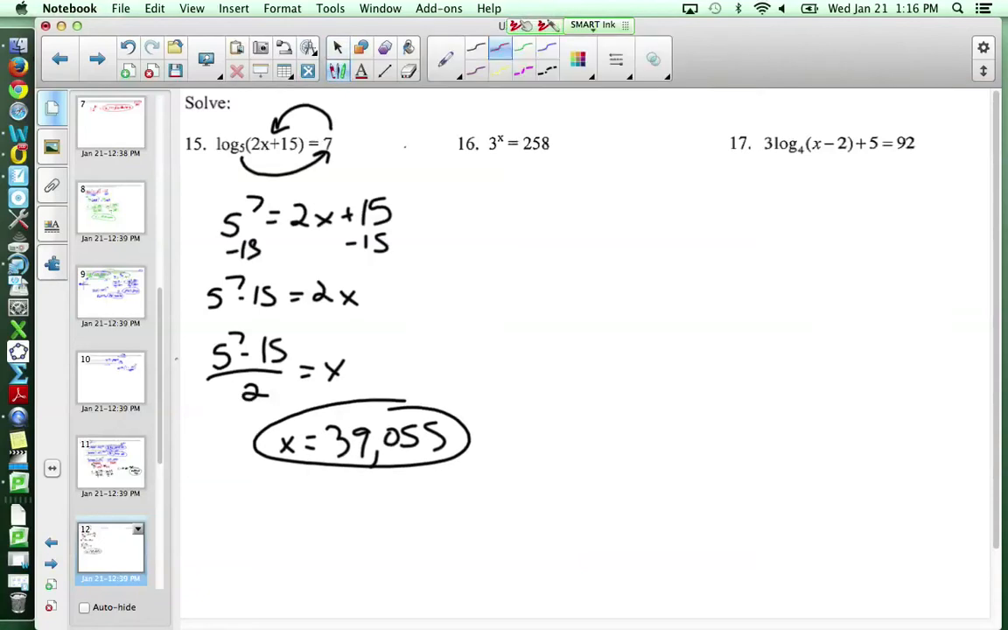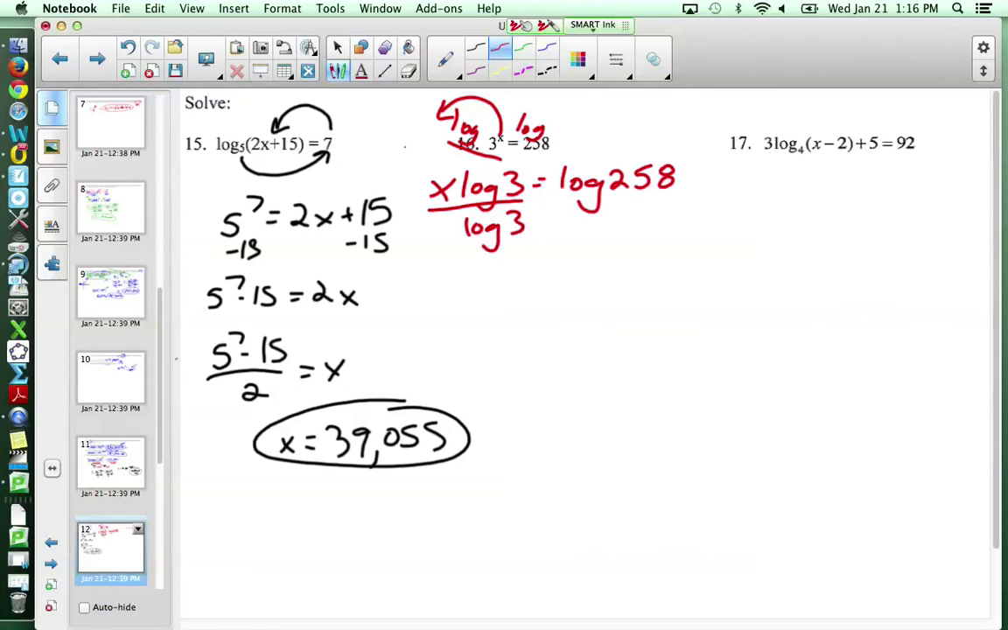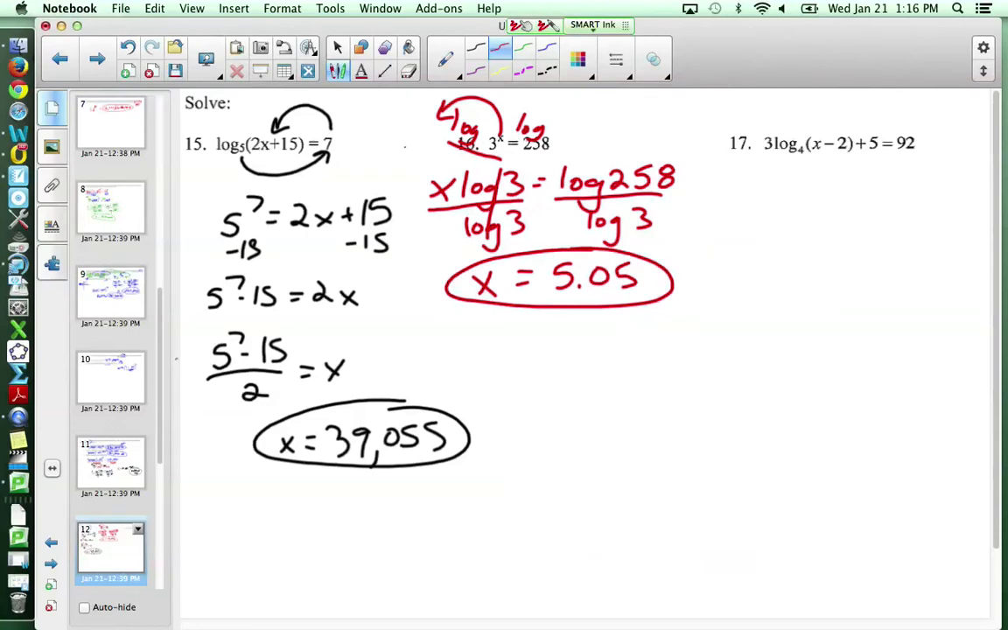For number 16, whenever we have a variable in the exponent, this is where we want to take the log of both sides. So take the log of the left side, take the log of the right side. So we have the log of 3 to the x. This is where we can swing the x out front. So x times the log of 3 equals the log of 258. Divide both sides by the log of 3. And then simplify that right side. We get x equals 5.05.